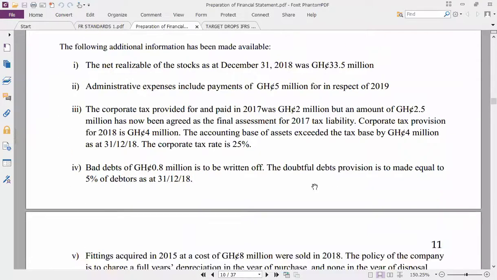Go to note 3, for 2018. But we are picking from the second sentence. The first sentence has an agenda. So the second sentence says that the corporate tax provision for 2018 is what? 4 million. That is all.